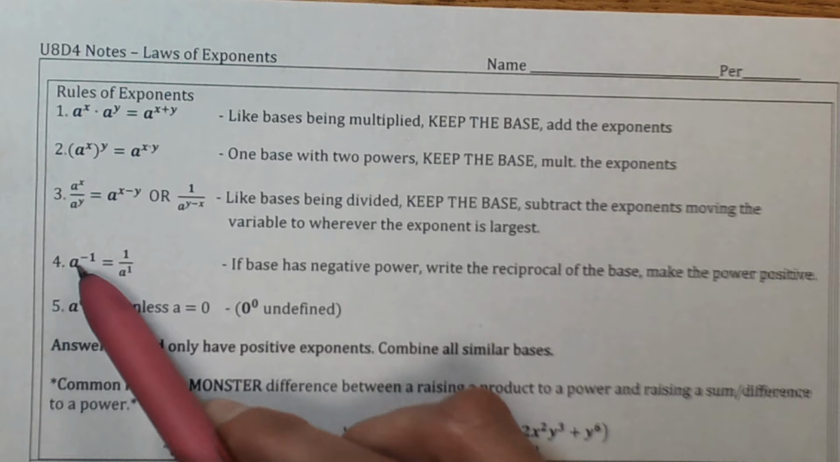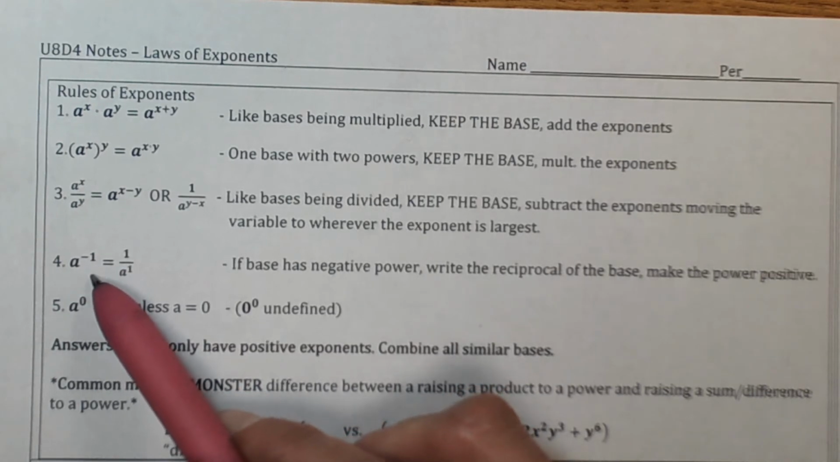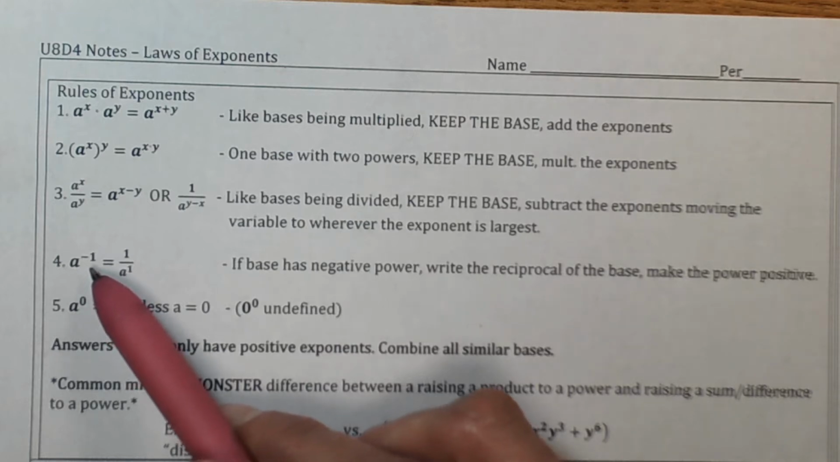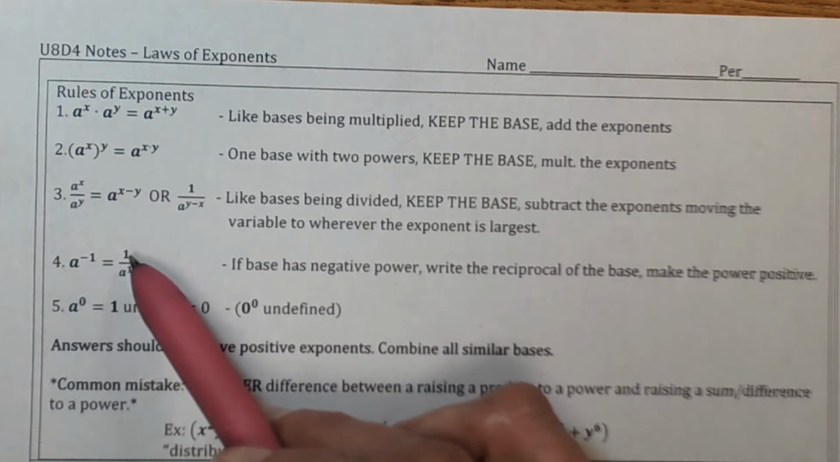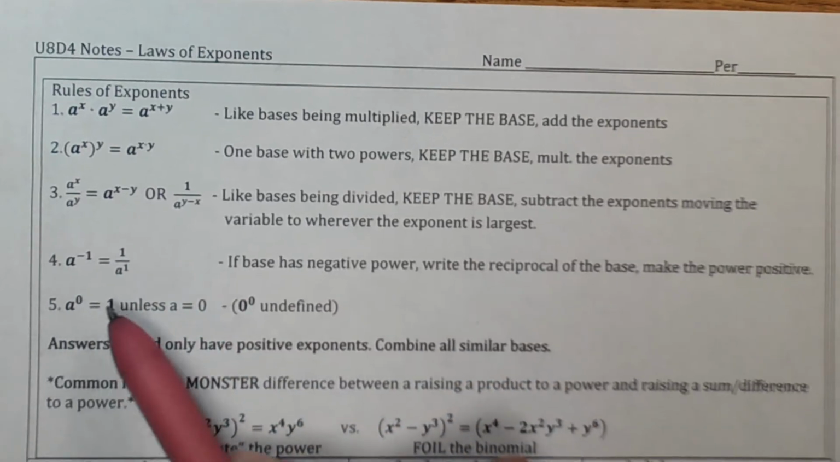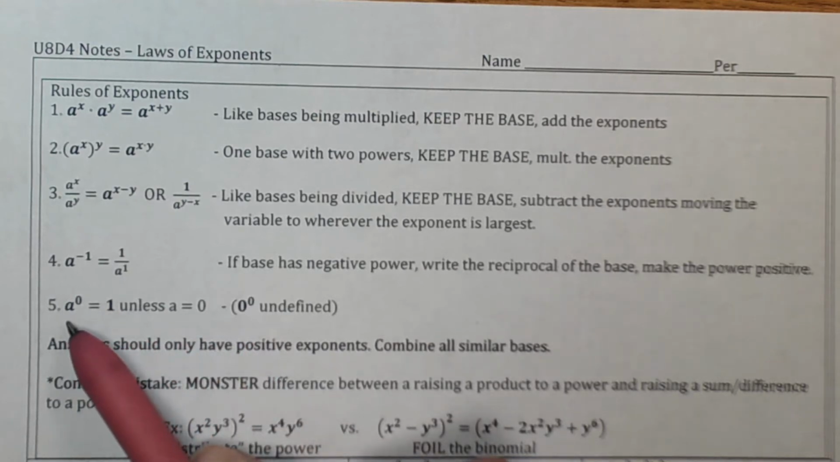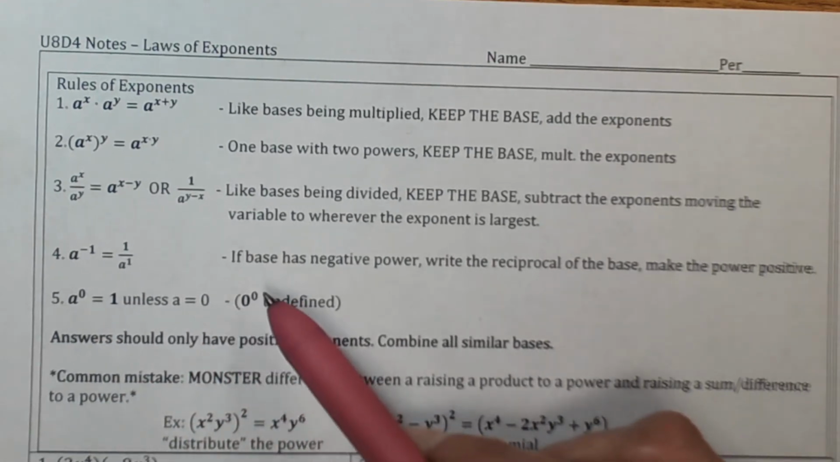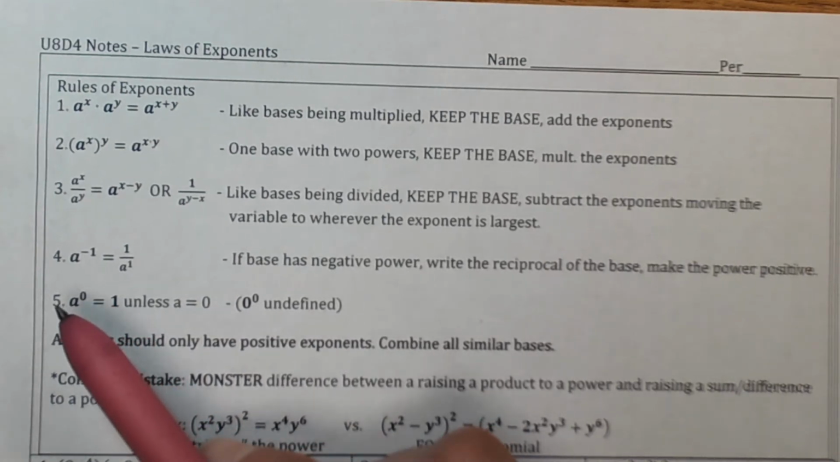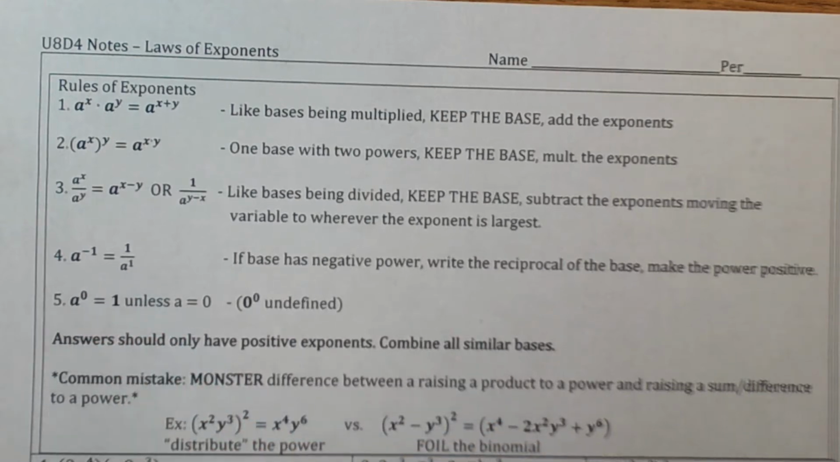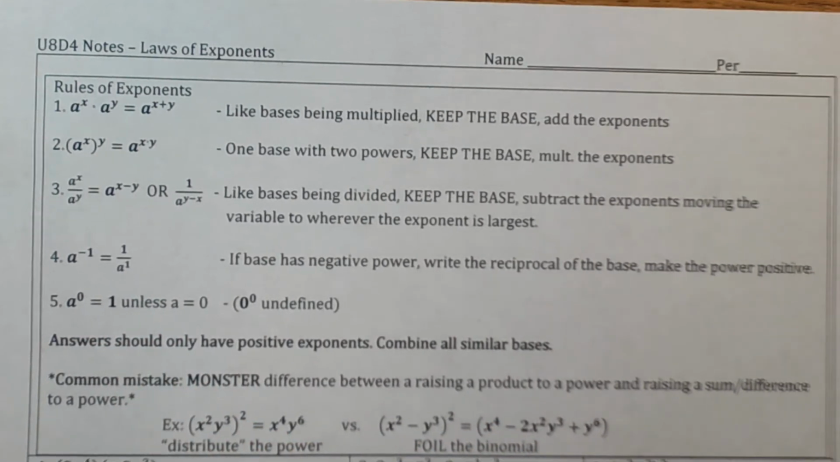So when you see a negative exponent, I like to think about that as being on the wrong side of the fraction bar. If you have a negative exponent, it needs to go to the other side of your fraction bar, and when it moves down, it changes sign. So a to the negative 1 would become 1 over a to the 1. And anything to the 0 is 1 unless a is 0. We don't often have 0 to the 0 because that's technically undefined. But 5 to the 0 is 1, a million to the 0 is 1, x to the 0 is 1. Anything raised to the 0 power is 1.